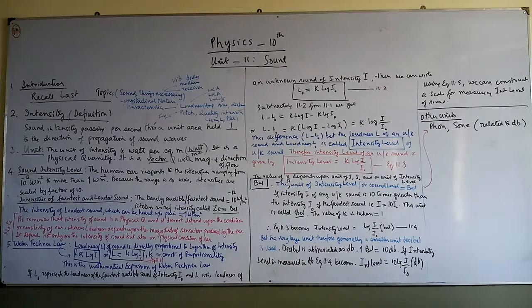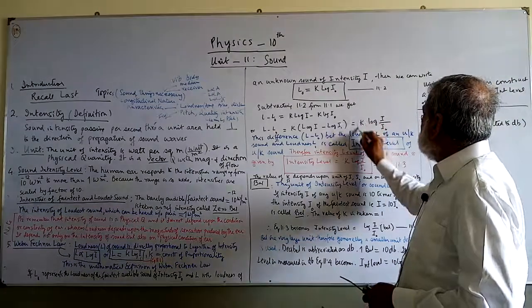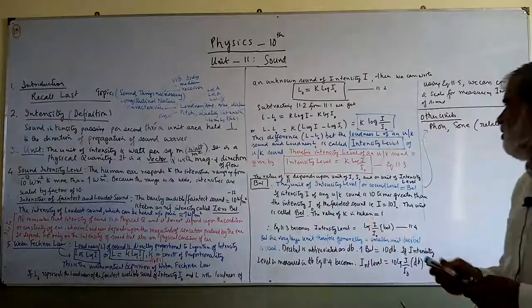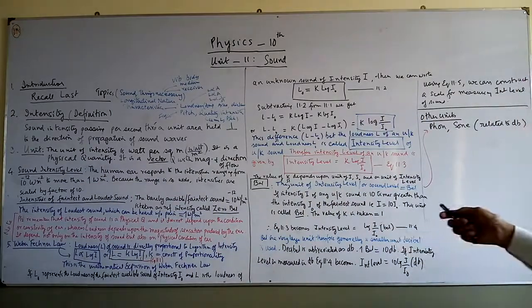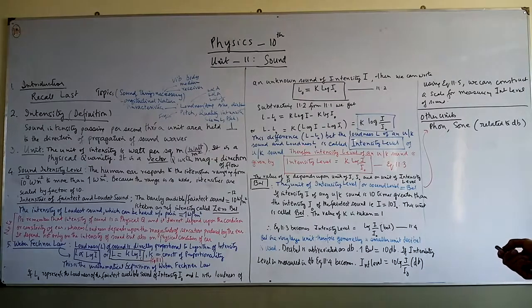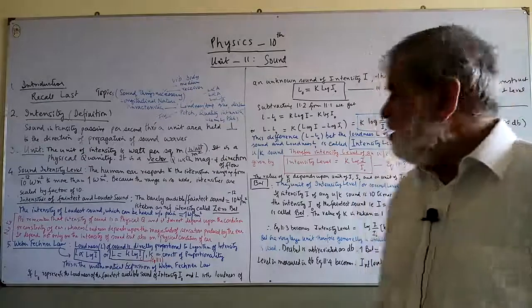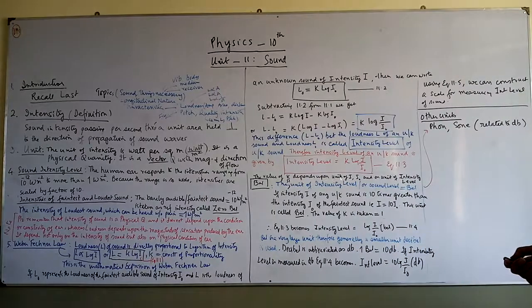This is a very, very important relationship. Please remember this: k log I over I naught. The difference L minus L naught between the loudness L of an unknown source and loudness L naught is called the intensity level. Therefore, intensity level of an unknown source is given by k log of I over I naught. This is equation 11.13. The value of k, of course, depends upon the units of intensity, I naught, and on units of intensity level.